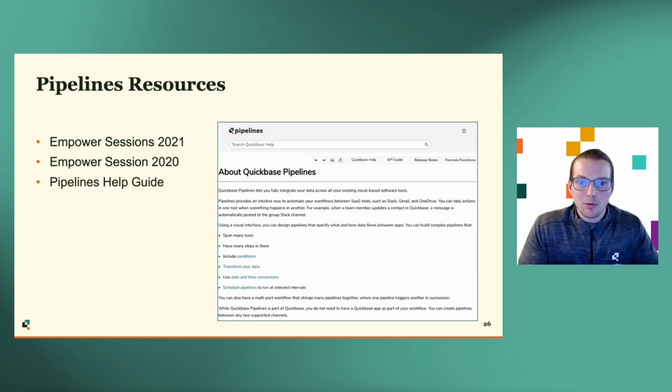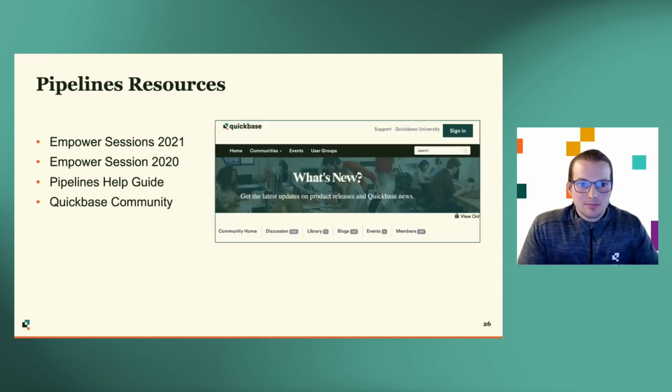Of course, Quickbase Help is always going to be a tremendous resource for you. We have a specific pipelines help guide that you can find on Quickbase Help. And then lastly, the Quickbase community, something I use all the time. There's so many Quickbase gurus out there. And pipelines has been out for over a year now. So there's a wealth of information that people have been sharing within the community. So I'd encourage you to check out the Quickbase community to find some of that knowledge out there as well.